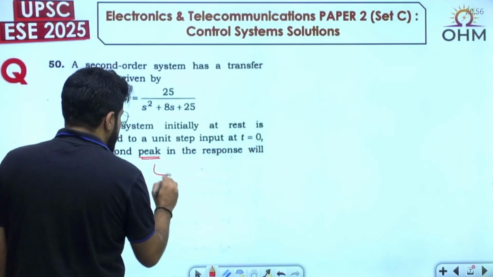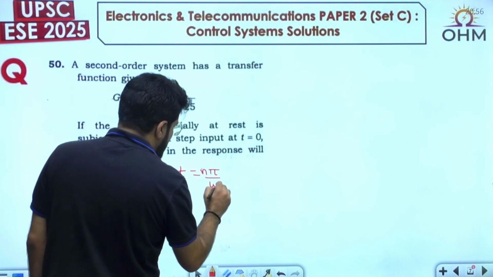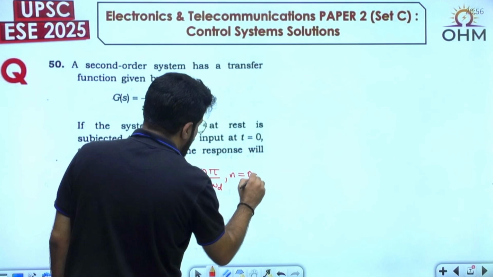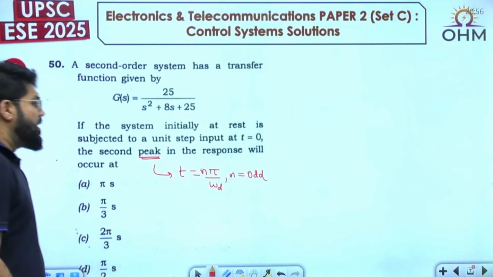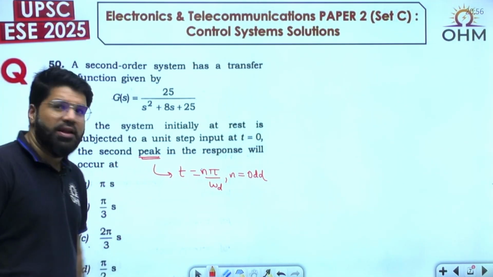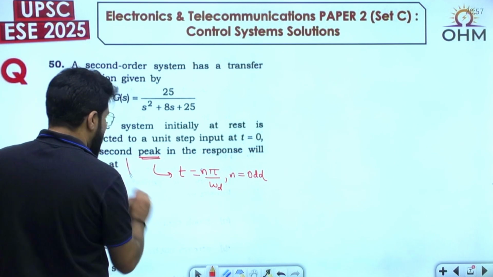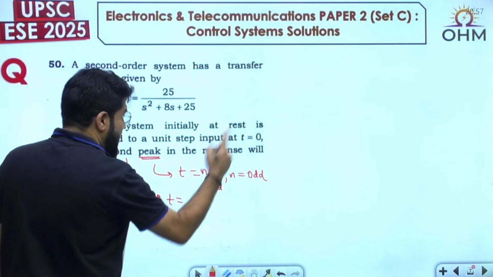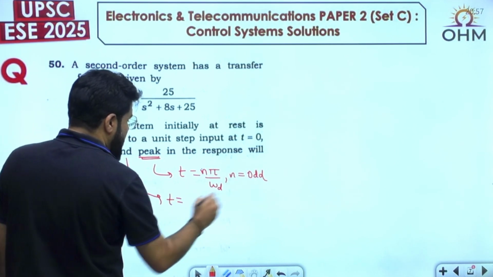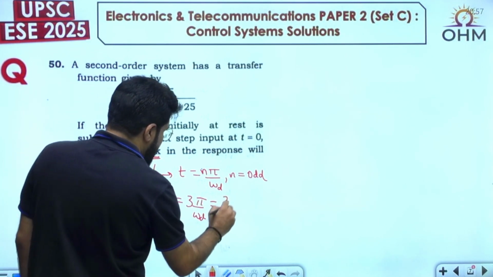The time for peak is generally given by the formula n pi by omega d, where n is an odd integer. The first peak, which is also known as the maximum peak, occurs at n equal to 1, that is pi by omega d. You call it the peak time. If you talk about the second peak, the time will be the second odd value. Since n can be odd, the second odd value will be 3 pi by omega d.